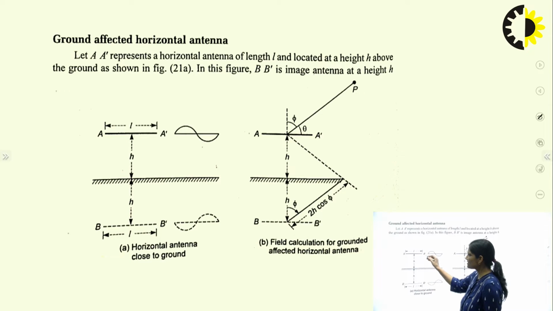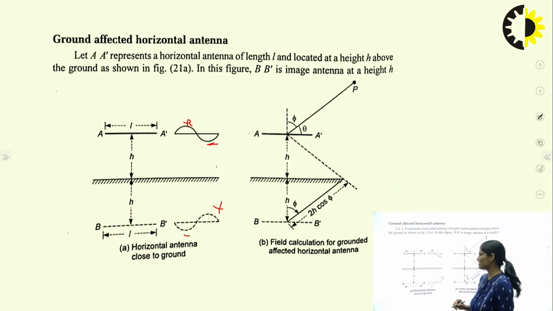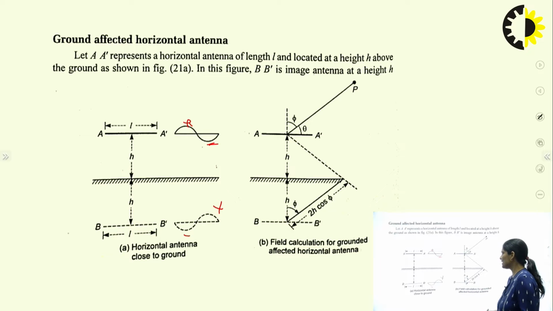Now when you are considering the horizontal antenna, your phase is first 90 degrees then minus 90 degrees, so the magnitude is positive here and negative here. If you take the mirror image, the height is the same and the length of this antenna is also the same, L, but the phase changes by 180 degrees. Where the magnitude is negative in the original horizontal antenna, in the mirror image the magnitude is positive. So there is a phase shift of 180 degrees. So this is the horizontal antenna. Now, field calculation for the ground affected horizontal antenna: you are considering this antenna A and this is your point P.